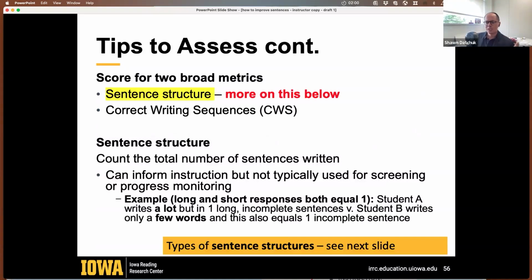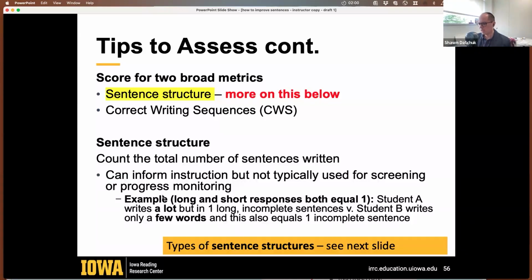We can go through and count the number of sentences written. Now, this can be used to inform instruction, but there aren't really solid norms out there for thinking about what this means for screening, such as students should write X number of sentences. We don't have that figured out yet.